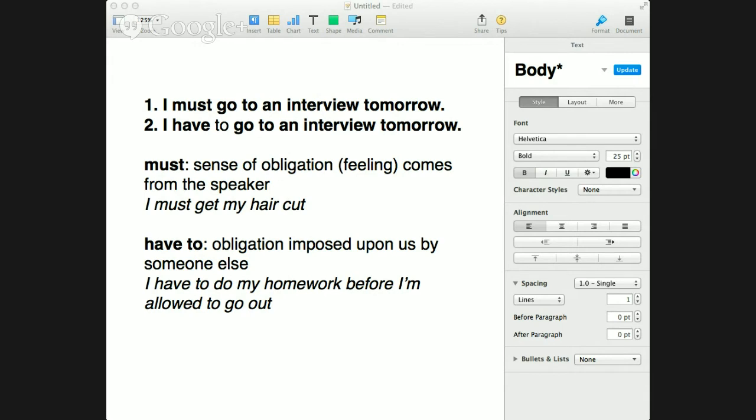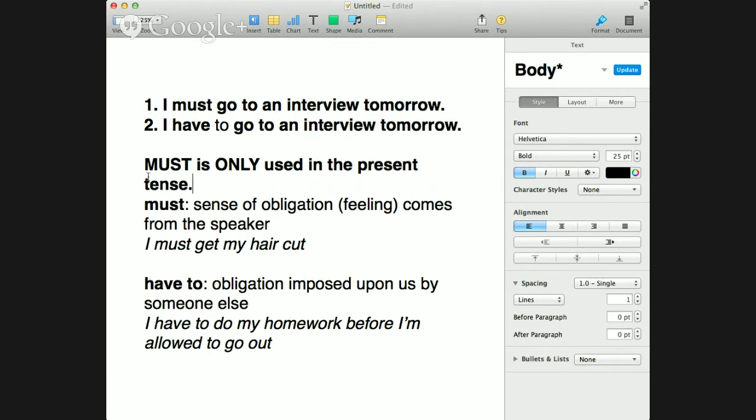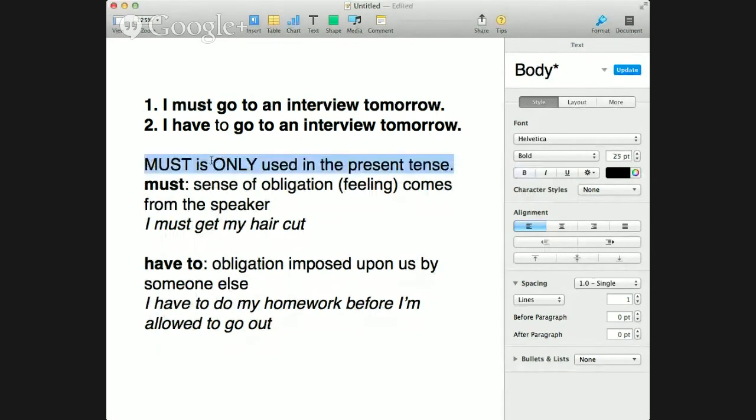I want to go on to the next point about these two words now. A very, very important point. We've mentioned the fact that to does not come after must. So we say I must, and then we go straight to the next verb. When we use I have to, we obviously have to. However, there's another important rule to remember. Must is only used in the present tense, okay? If you are expressing a sense of obligation in any other tense, you can't use must.